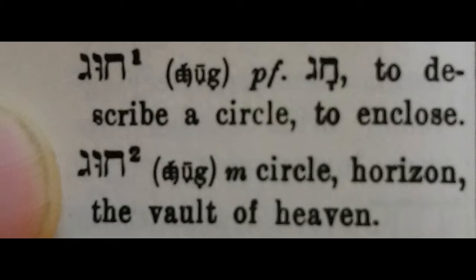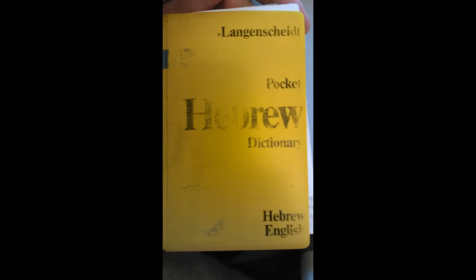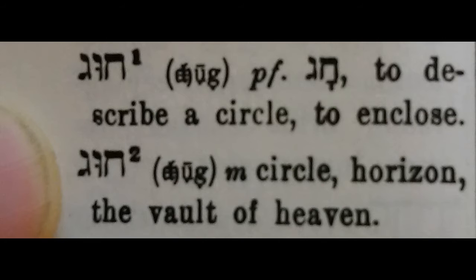One of the first dictionaries I'm going to show you on the screen here is an actual German Hebrew dictionary, which means it's a Hebrew dictionary that was made in Germany. You can read on the top, it's very worn down in the picture here. And when you look up the word chug in this dictionary, it will say to describe a circle or to enclose. And the second chug, which is used, means a circle or horizon or the vault of heaven. And so, a person who reads this thinks that they're basically taking a word and just literally translating it for what it is because they see these words.